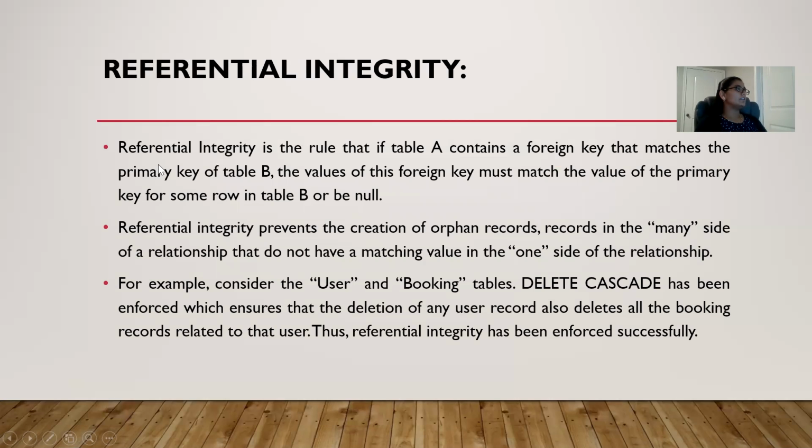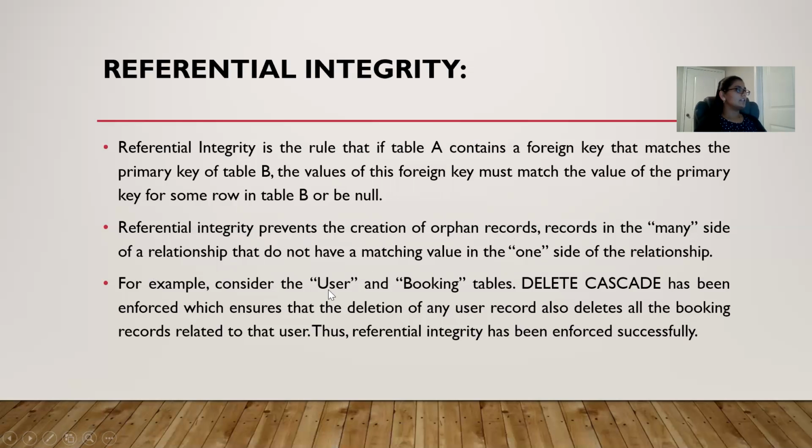Now, referential integrity. Referential integrity is the rule that if table A contains a foreign key that matches the primary key of table B, the values of this foreign key must match the value of primary key for some row in table B, or it should be null. So the main purpose of this referential integrity is that it prevents the creation of orphan records, that is, records in the many side of a relationship that do not have a matching value in the one side of the relationship. As seen in the earlier slides, it's very important to have referential integrity enforced.